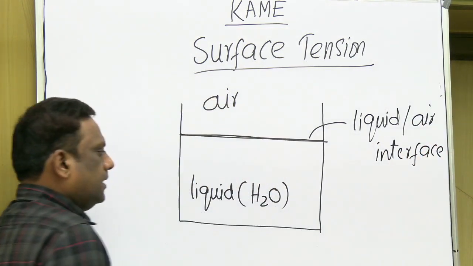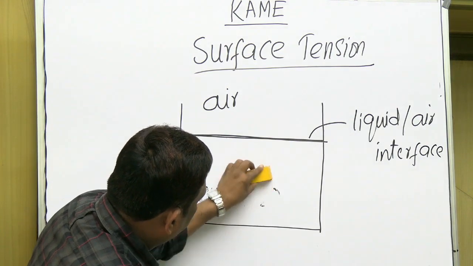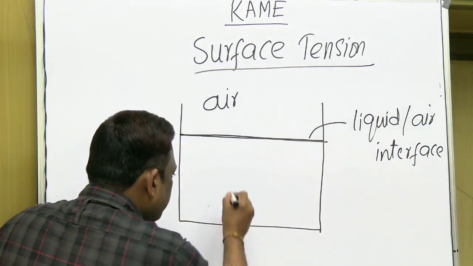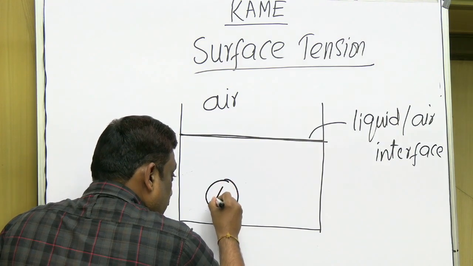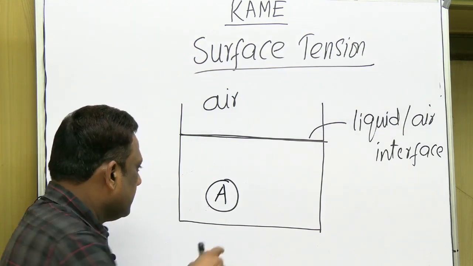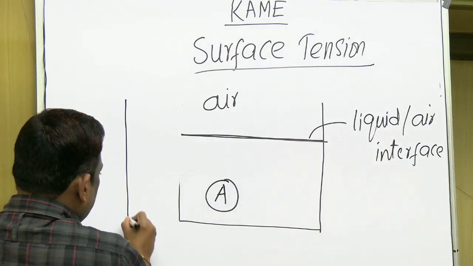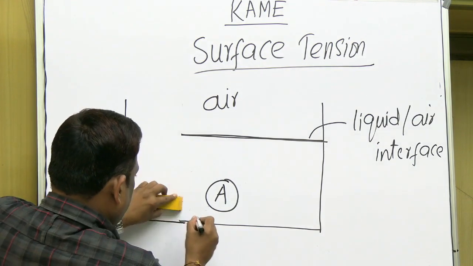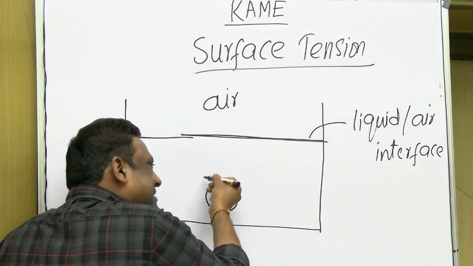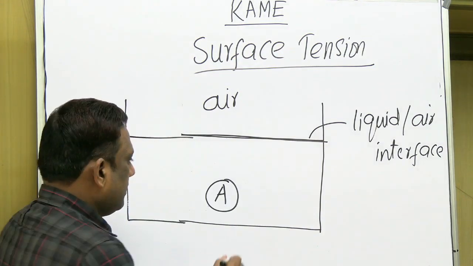Okay, now let us consider a molecule A which is very much below the surface. Now, this molecule is surrounded by similar molecules. I repeat, this liquid molecule is surrounded by similar molecules.